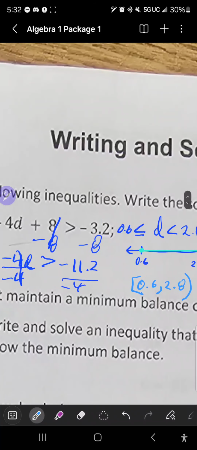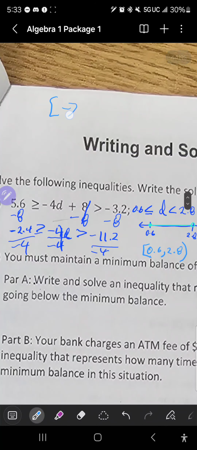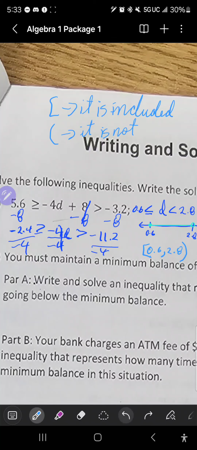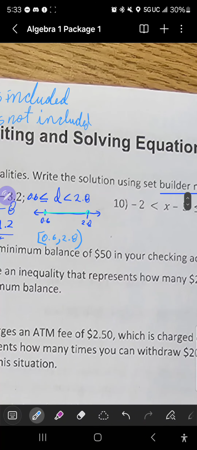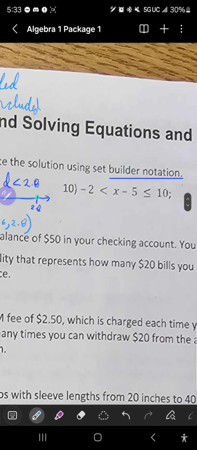So basically, bracket, it is included; parenthesis, it is not included. And that's the reason that's our answer. That's interval notation.